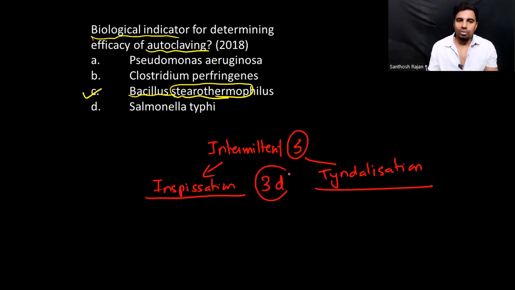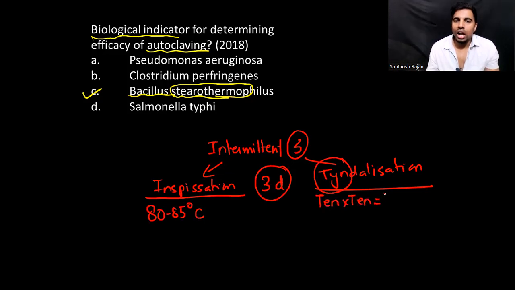For both, heat on the first day, leave it, then the second day, third day. How long do you have to heat? For inspissation, how to remember: it is 80 to 85 degrees Celsius. For tyndallization, how to remember? Tin, do 10 by 10. So 10 into 10 is 100 degrees Celsius, for 20 minutes.